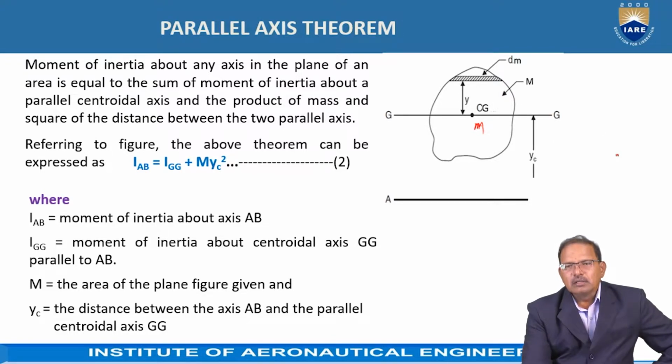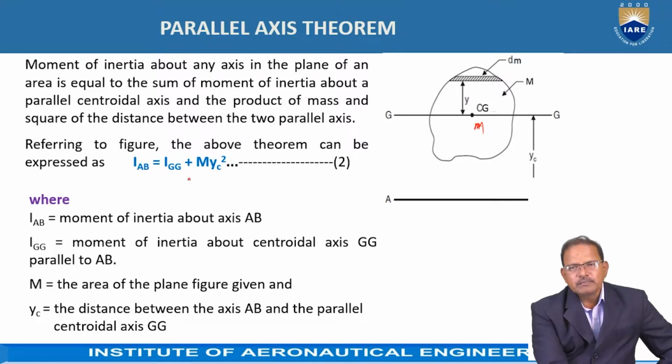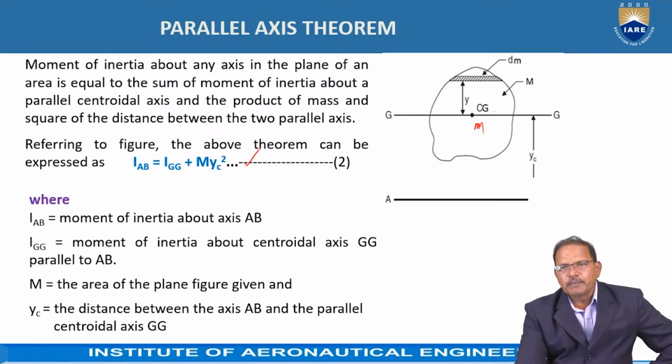According to the Parallel Axis Theorem, the moment of inertia of a body about AB is equal to the sum of the moment of inertia of the body about its central axis and the product of mass and square of the distance between the two parallel axes. That is, IAB = IGG + m yc squared. This is the equation, where IAB represents the mass moment of inertia of the body about the line AB, IGG represents the mass moment of inertia of the body about the central axis, m represents the mass of the body, and yc represents the distance between the central axis and the reference line AB.